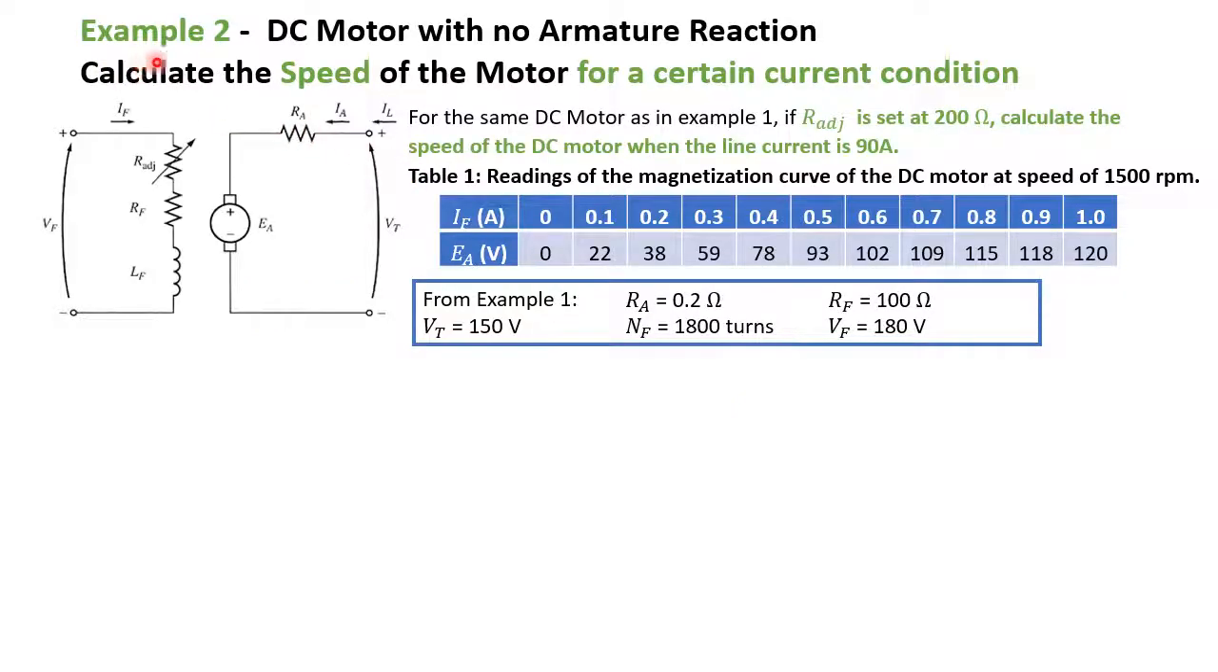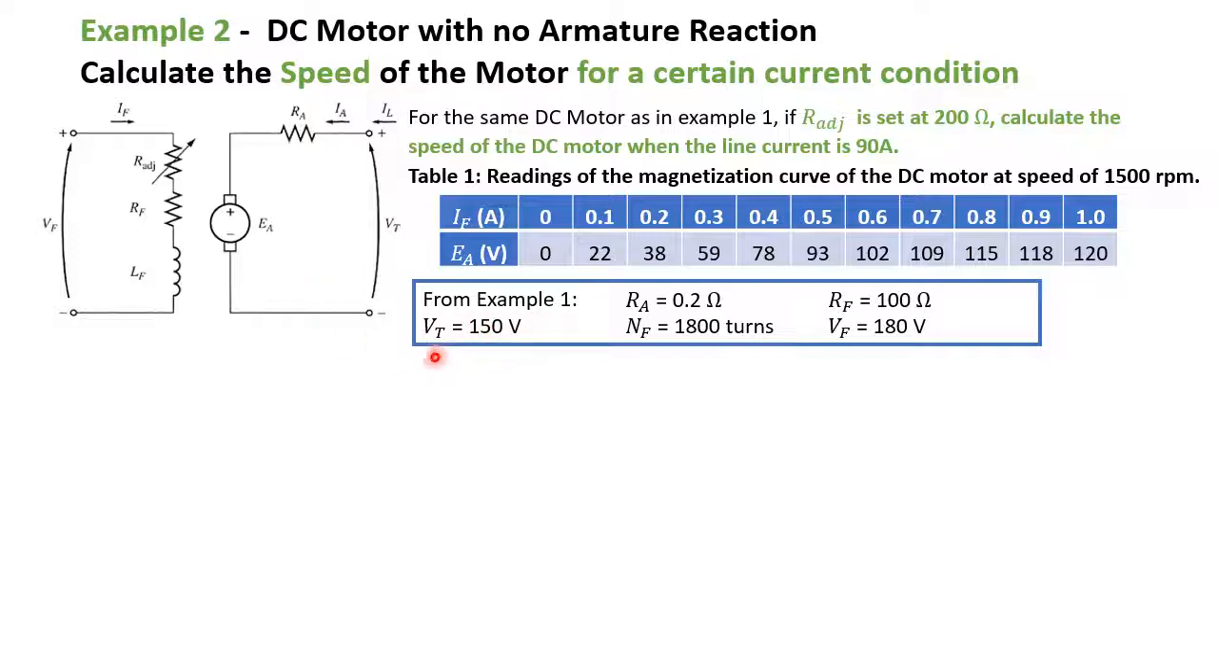Now we're going to move to a second example. Again, this is a DC motor with no armature reaction. This time we're going to calculate the speed of the motor when there's a certain current condition set in the motor. So we have the same motor from example 1. It's a separately excited DC motor. It has compensating windings, that's why there's no armature reaction.